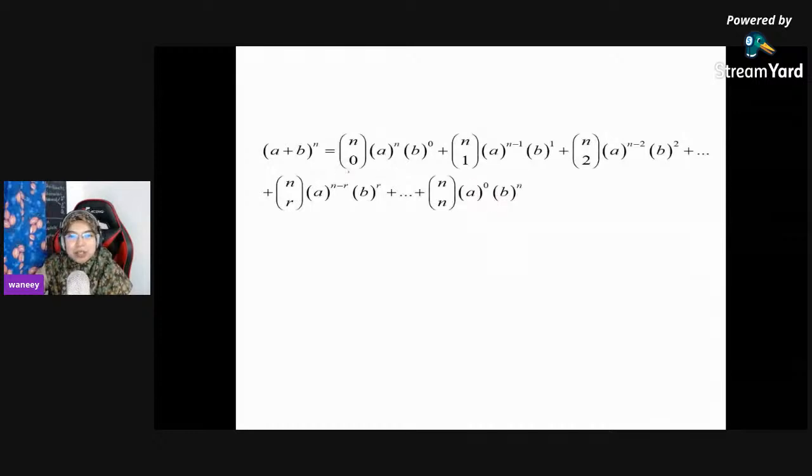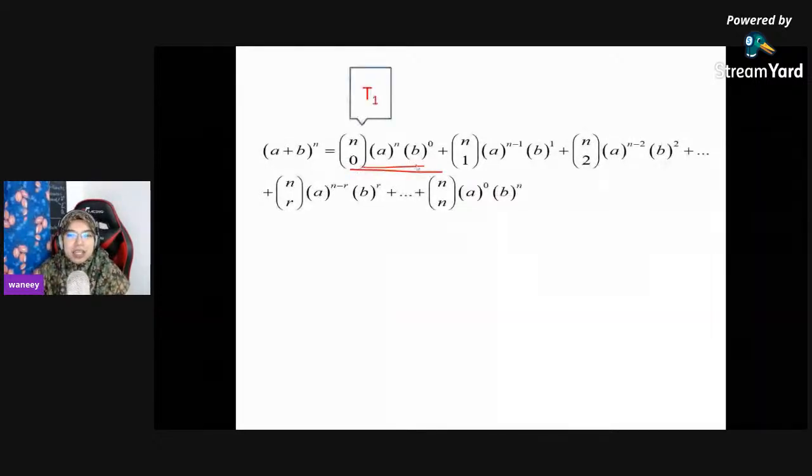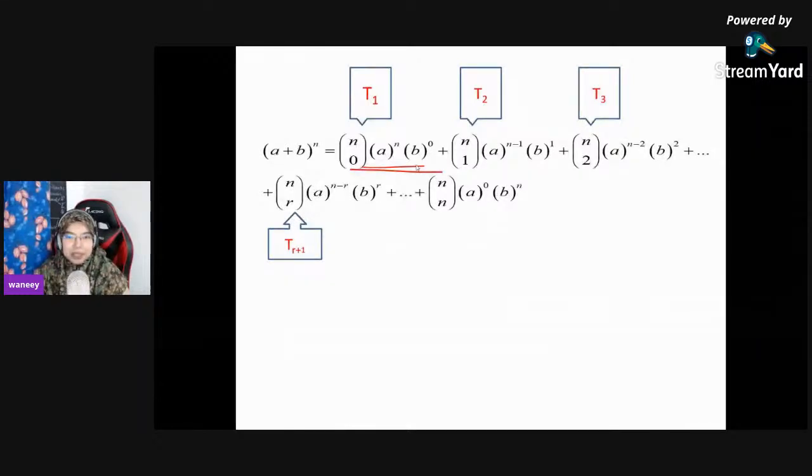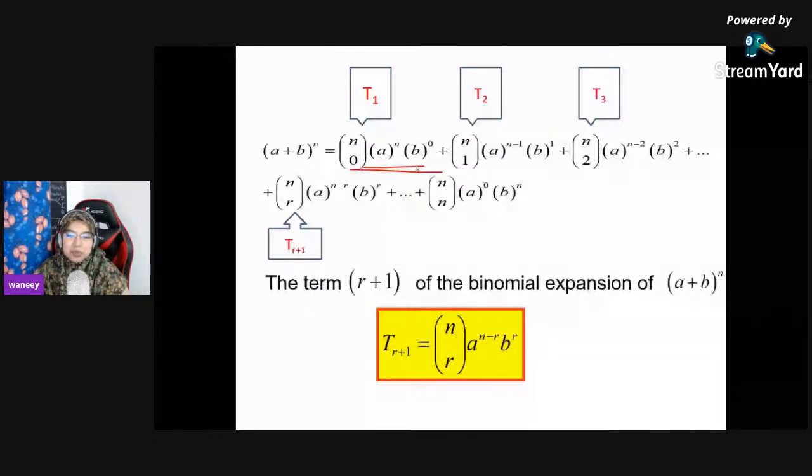Okay, so what do we call this? So that is actually the first term. And then the second one, nC1, that is actually the second term. And then the next one will be the third term. So now, if we have nCr, that is actually the T(r+1) or the r plus 1 term. Okay, so the r plus 1 term of the binomial expansion of a plus b to the power of n. So the formula is T(r+1) equal to nCr, a to the n minus r, b to the power of r.